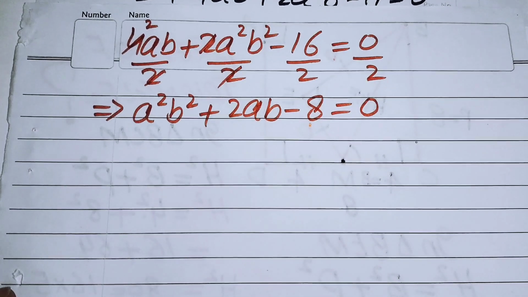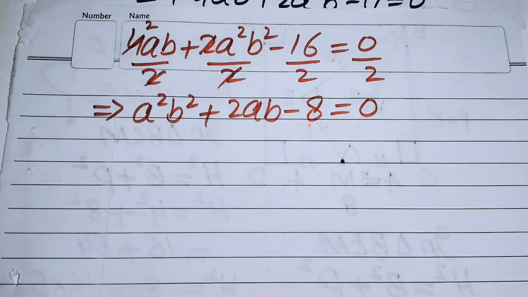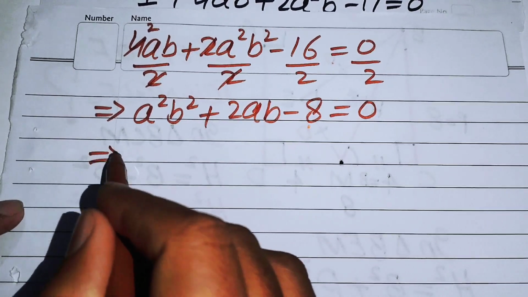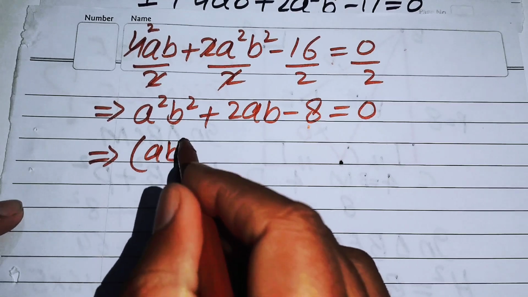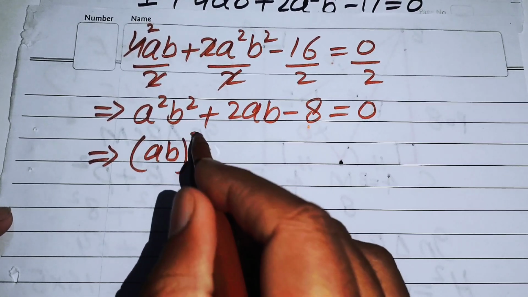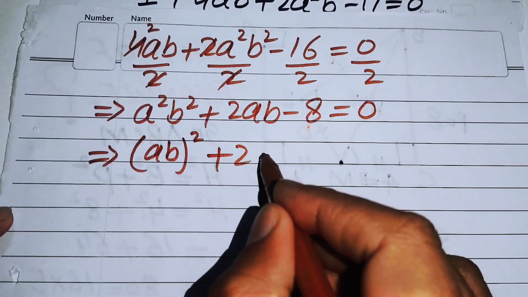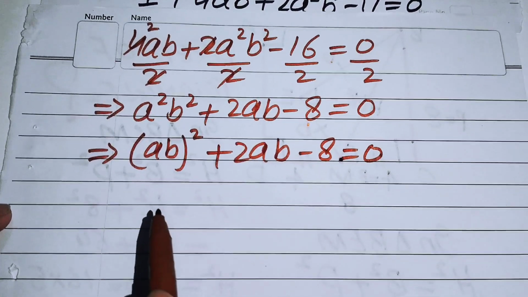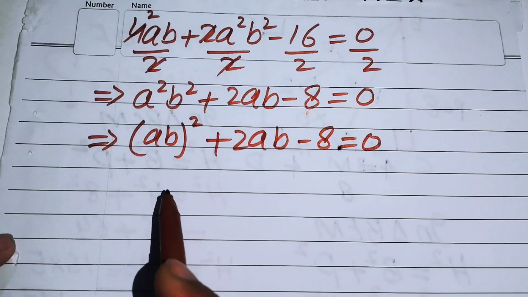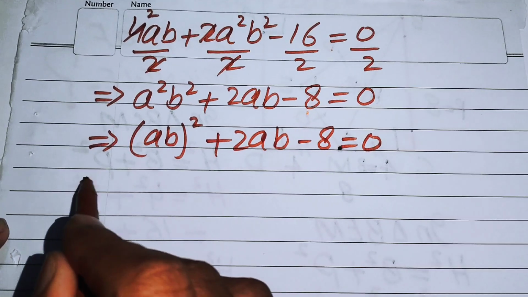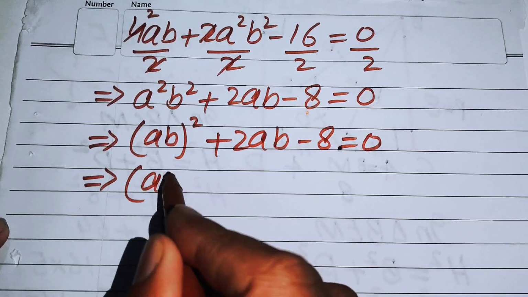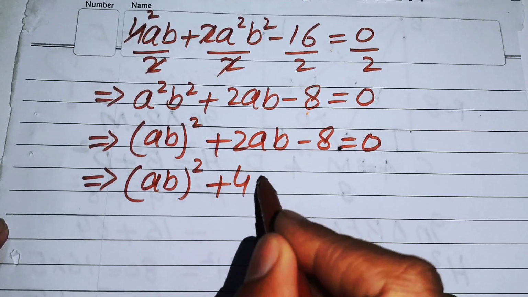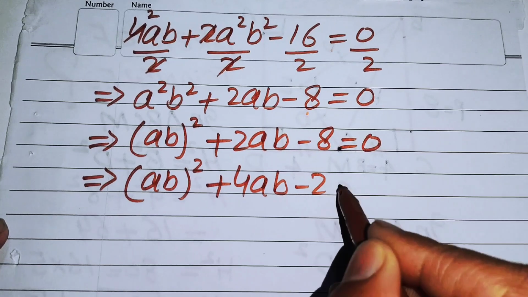So now you see here this equation becomes quadratic in ab. So if we write this a squared b squared as ab whole squared, plus 2 times ab minus 8 equals to 0. So this equation becomes quadratic in ab. So we make the factors of this equation, and the factors of this equation are plus 4 times ab minus 2 times ab.